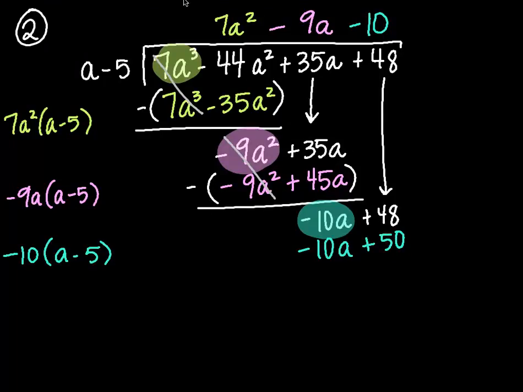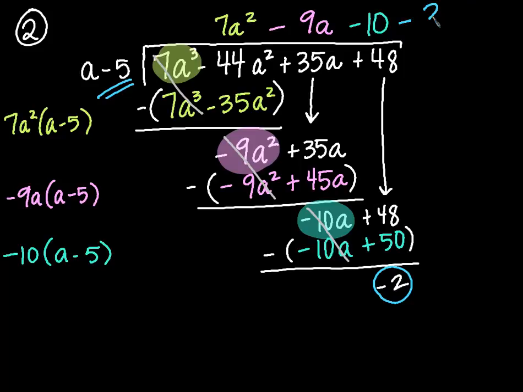And I'm going to subtract that binomial. Negative 10a minus negative 10a cancels out to 0, and 48 minus 50 is negative 2. So what I have now is my remainder, negative 2, and I'm going to put that over my divisor of a minus 5, and I'll have minus 2 over a minus 5.